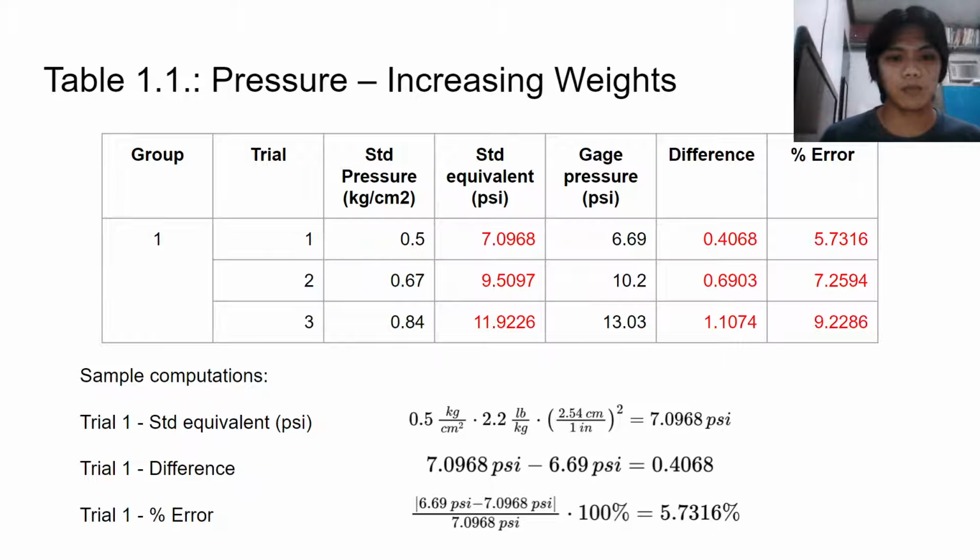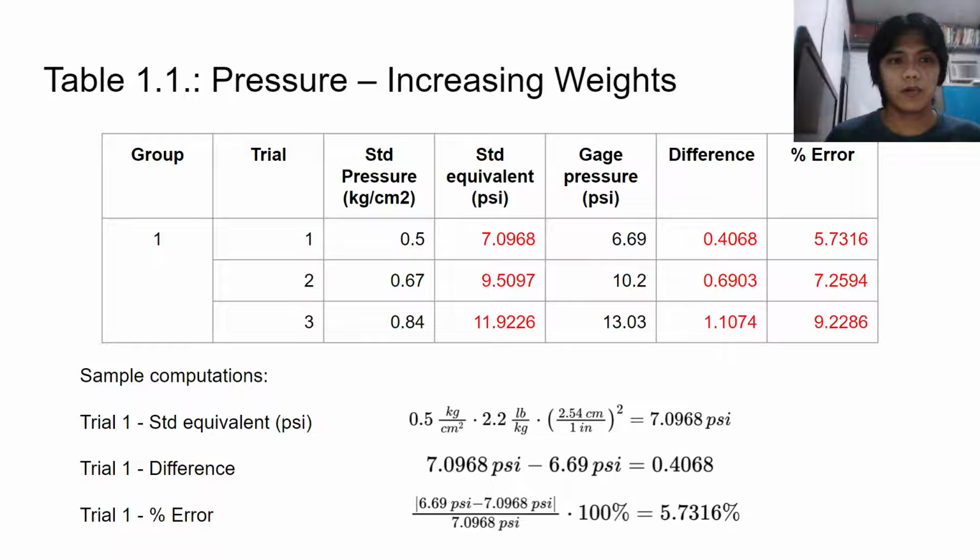This was done by multiplying the kilograms by the conversion factor of 2.2 to convert it into pounds, and then for the centimeter squared, it was multiplied by 2.54 centimeter squared. So doing these calculations, these are the results.